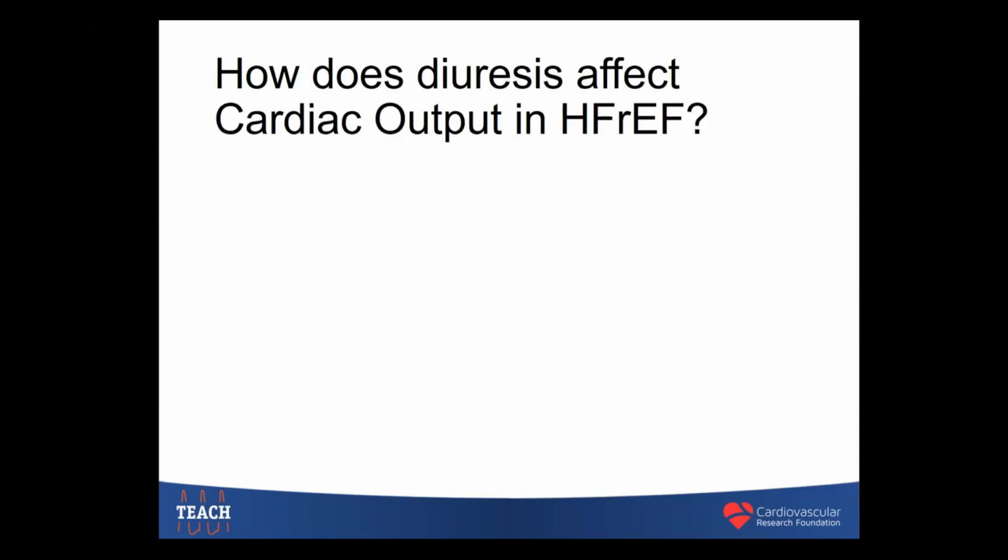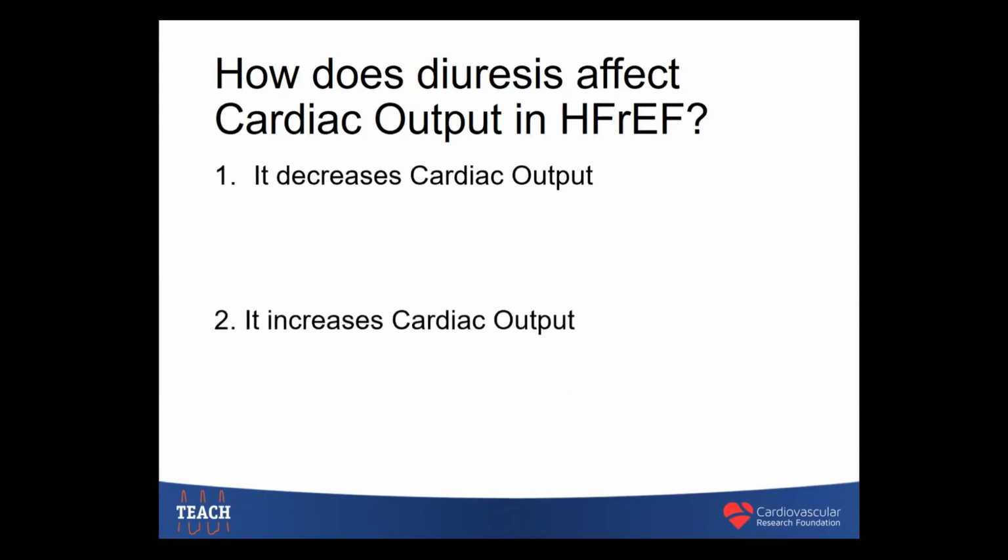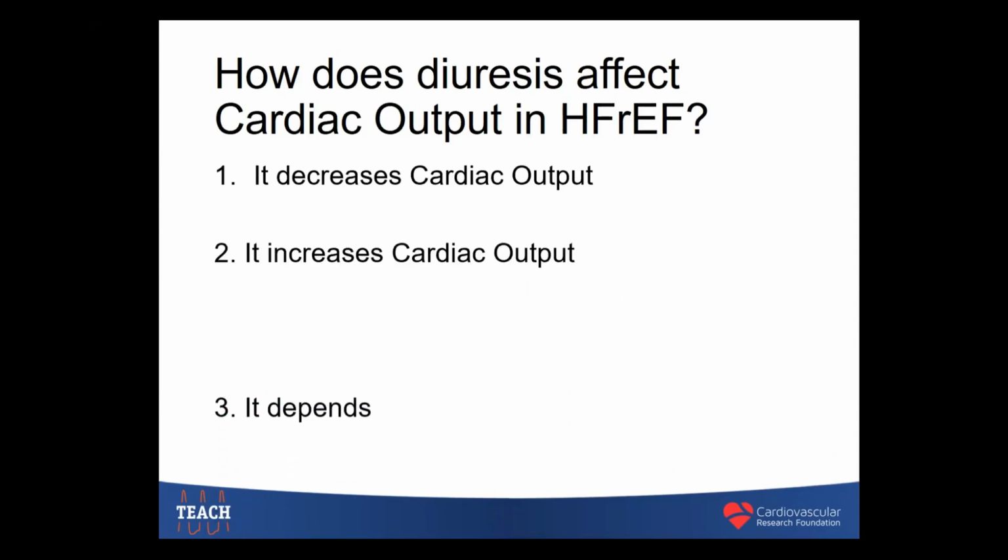So just a question we just talked about: how does diuresis affect cardiac output in HFrEF? It decreases cardiac output, it increases cardiac output, or it depends? Anyone? It can help increase cardiac output by getting rid of afterload. Okay, what else? That's good. But it could also decrease cardiac output when you get rid of some of the preload. Correct. I like that. What other mechanisms can it increase cardiac output by?